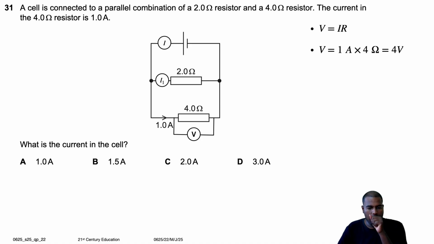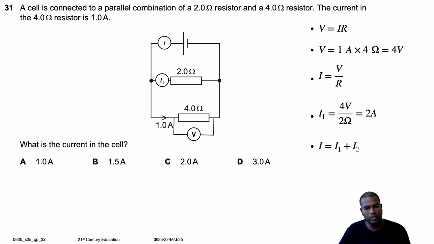Now we'll find the current in the 2 ohm resistor. We know the voltage across it is 4 volt. So I is V by R, 4 volt divided by 2 ohm. So it is 2 ampere. The total current in the cell is I1 plus I2. So 2 ampere plus 1 ampere, which is 3 ampere. Option D.